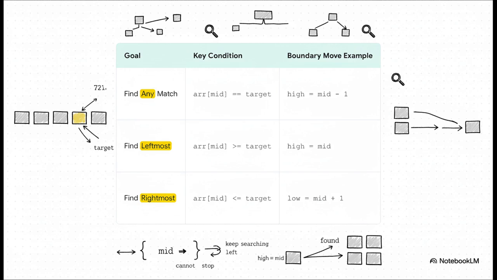Let's take the leftmost match. Even if you find the target at mid, you can't just stop. Why? Because there might be another one even further to the left. So what you do is you make a note of this potential answer, and then you tell the search to keep looking, but only in the left half. That's why the boundary move is high equals mid. You shrink the search space, but you keep mid in play, just in case it's the one you're looking for.